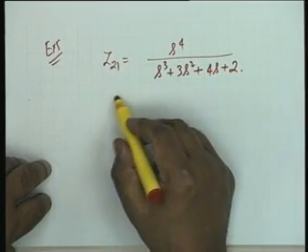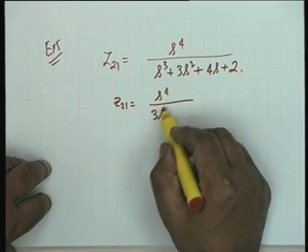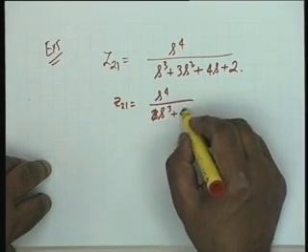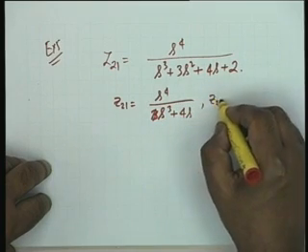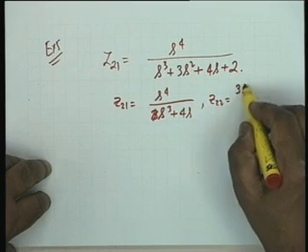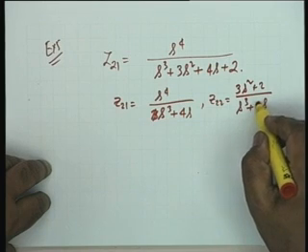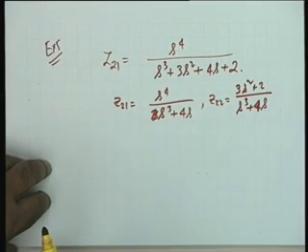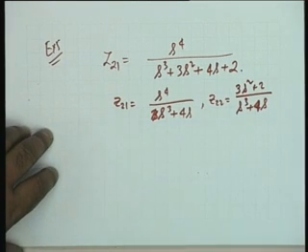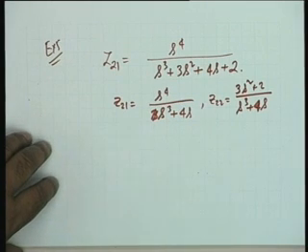Now therefore my Z21 is equal to s to the 4th divided by s cubed plus 4s, and Z22 would be equal to, pardon me, 3s squared plus 2 divided by s cubed plus 4s. How many transmission zeros now? 4 transmission zeros at the origin, right? None at infinity.